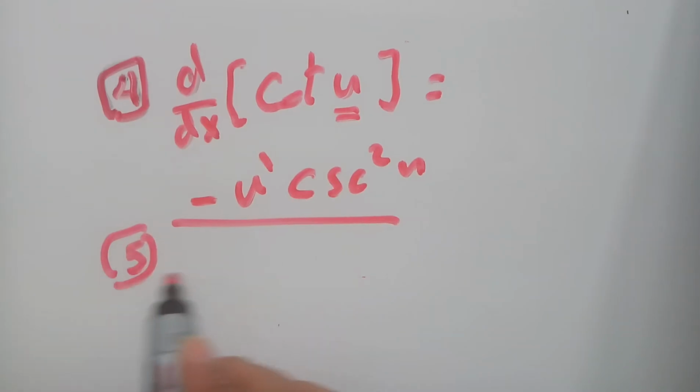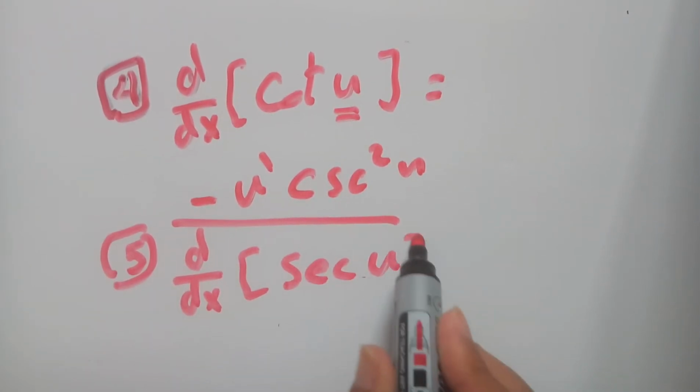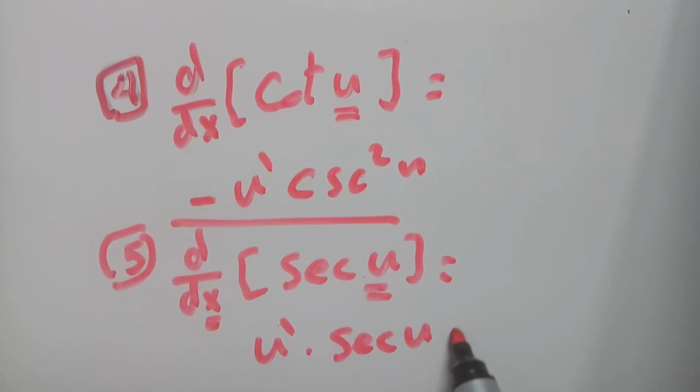Number 5, the derivative with respect to x for secant u, here u and here x, it is u prime, the derivative for the inner function, multiplied by secant u tangent u.